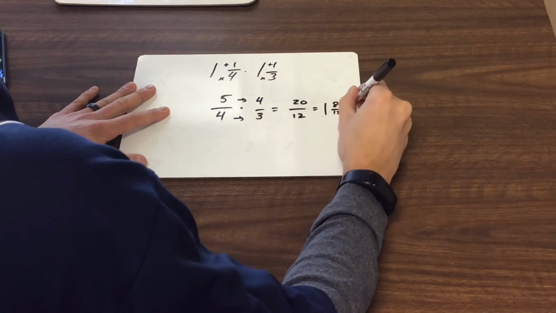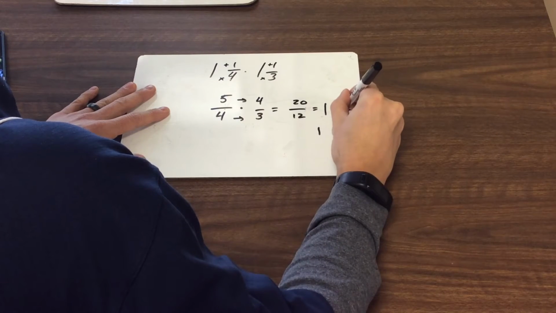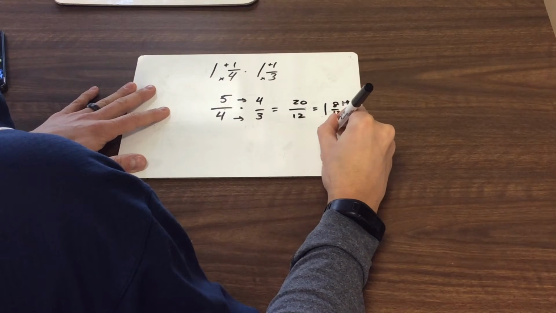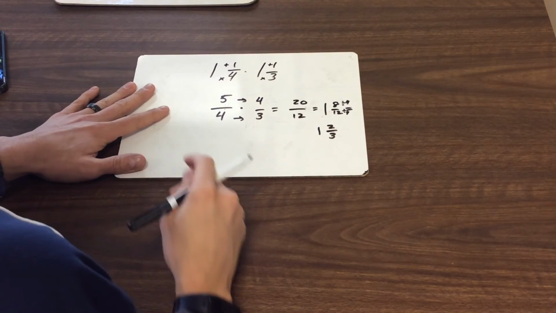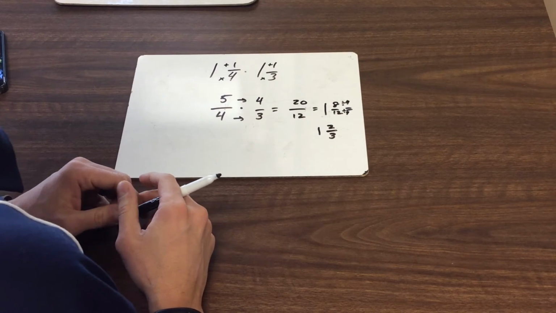And we're going to simplify, and we have 1. We're going to divide both sides by 4. And we have 2/3. So 1 1/4 times 1 1/3 equals 1 2/3.